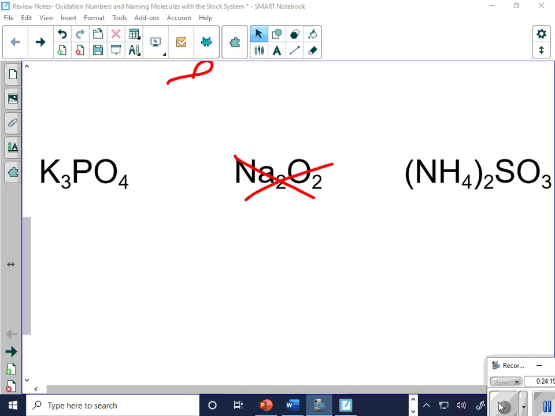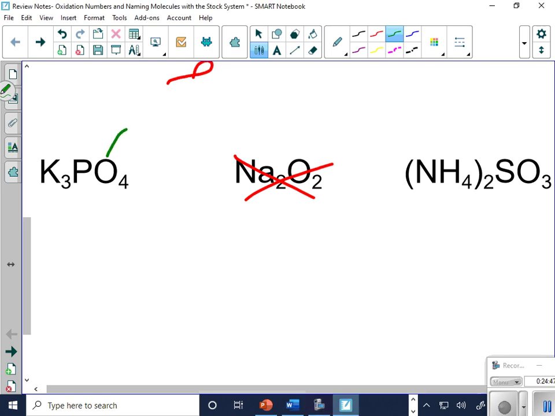Okay, ladies and gentlemen, let's look at these 2 that I have up here. I'm going to do the one on the left-hand side first, and I'm going to show you how I would come after doing the oxidation numbers on here. First of all, I'm going to start with what I know. I know that oxygen right here is not a peroxide, so I know that oxygen is a -2.